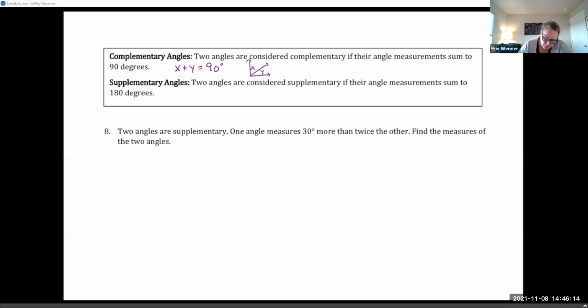Versus supplementary angles, two angles are considered supplementary if their angle measures sum to 180 degrees. 180 degrees is how many degrees are in a straight line. So if I have two angles, X and Y, if I add them together, they equal 180 degrees. The only reason why we're learning this is just so we can solve the word problem that has this association with it, okay?